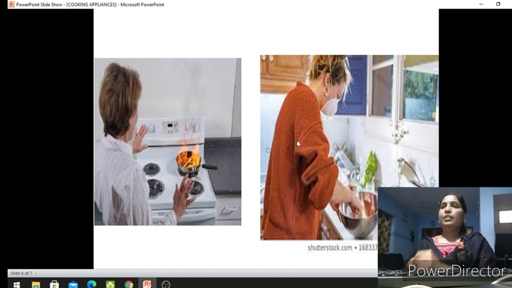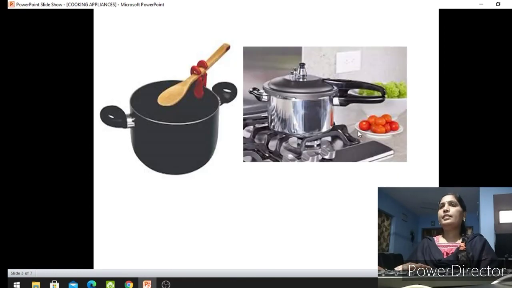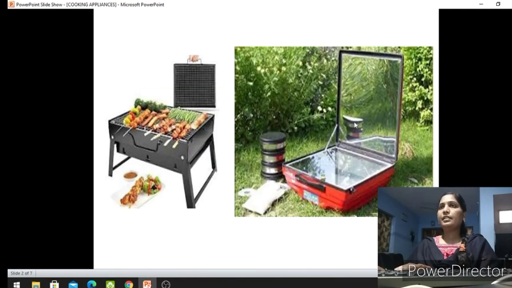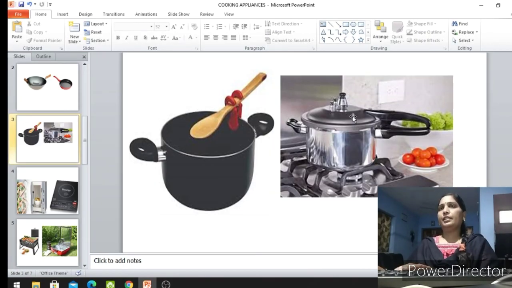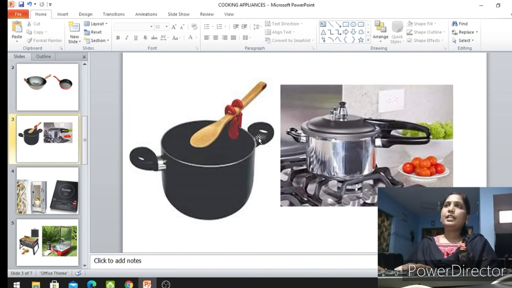Understood, children? I think you clearly understood about cooking appliances, cooking utensils and safe cooking methods. So nicely write about the activity I told you before, and also complete pages 27 and 28 in your volume book, children.